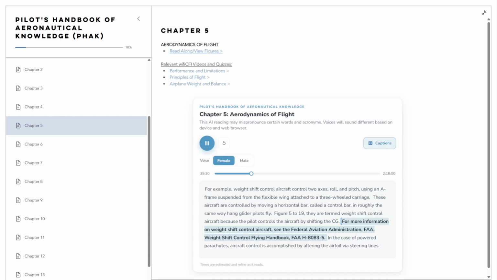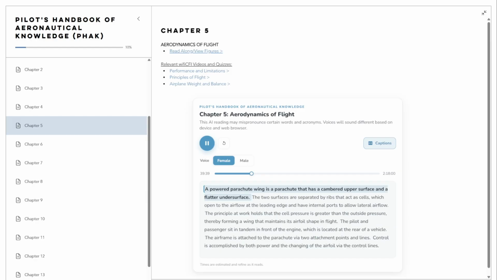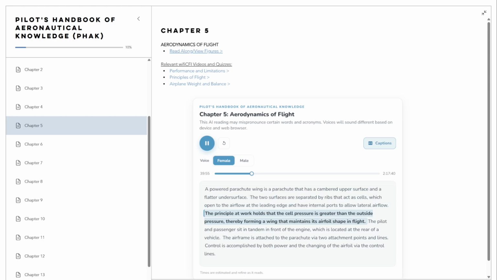For more information on weight shift control aircraft, see the Federal Aviation Administration (FAA) Weight Shift Control Flying Handbook, FAA-H-8083-5. In the case of powered parachutes, aircraft control is accomplished by altering the airfoil via steering lines. A powered parachute wing is a parachute that has a cambered upper surface and a flatter undersurface. The two surfaces are separated by ribs that act as cells, which open to the airflow at the leading edge and have internal ports to allow lateral airflow. The principle at work holds that the cell pressure is greater than the outside pressure, thereby forming a wing that maintains its airfoil shape in flight.